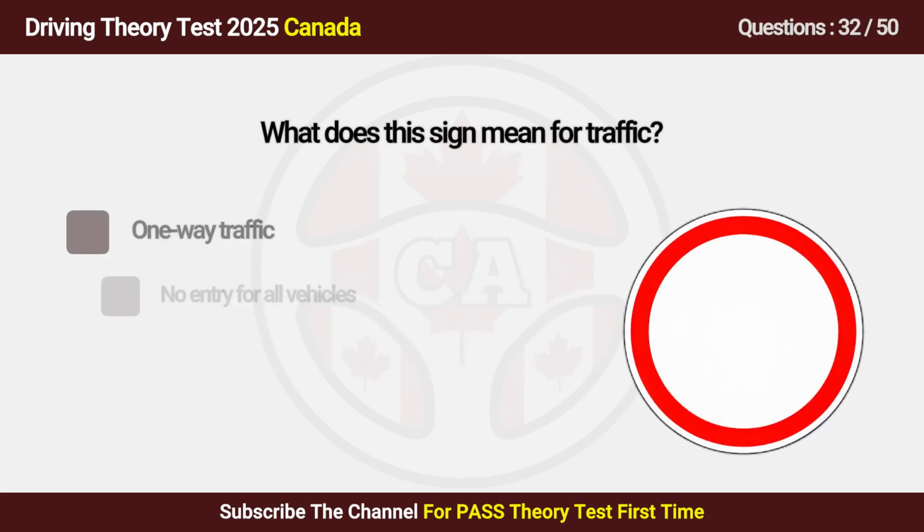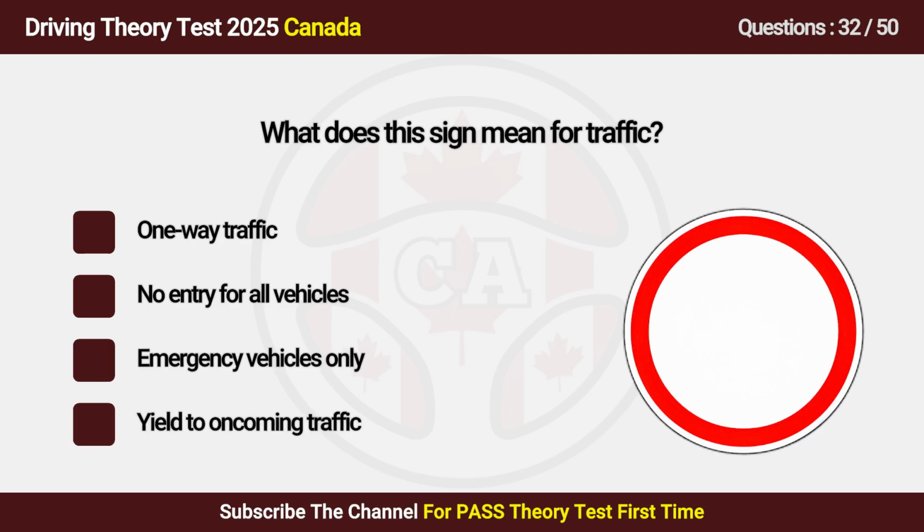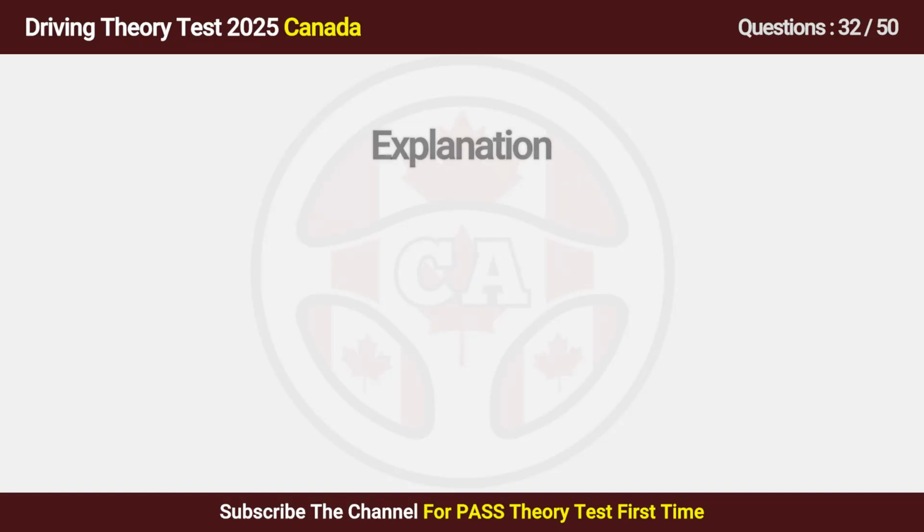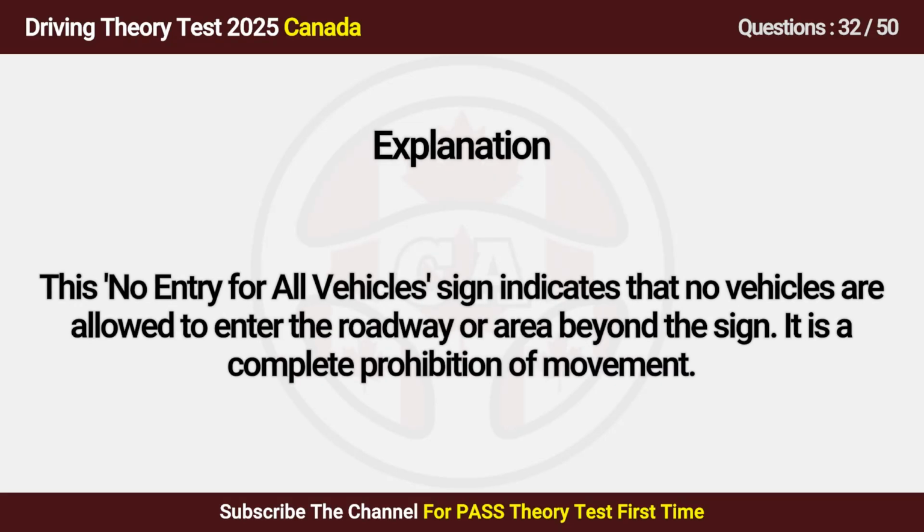Question 32. What does this sign mean for traffic? A. One-way traffic. B. No entry for all vehicles. C. Emergency vehicles only. D. Yield to oncoming traffic. Answers is B. No entry for all vehicles. This no entry for all vehicles sign indicates that no vehicles are allowed to enter the roadway or area beyond the sign. It is a complete prohibition of movement.